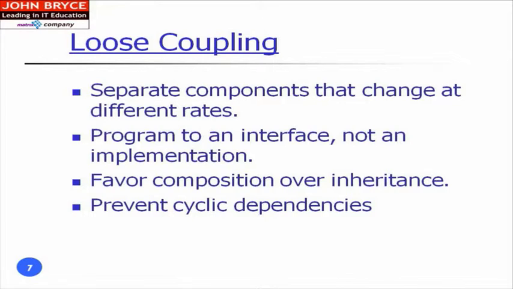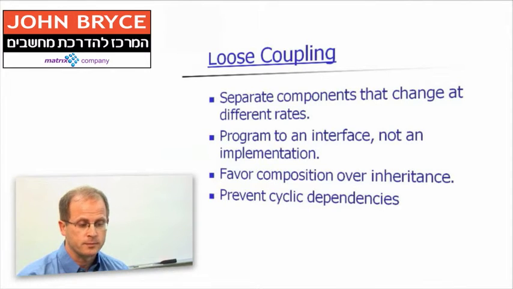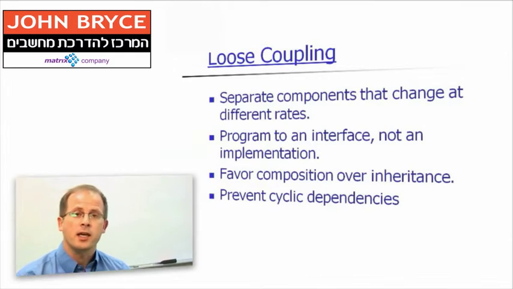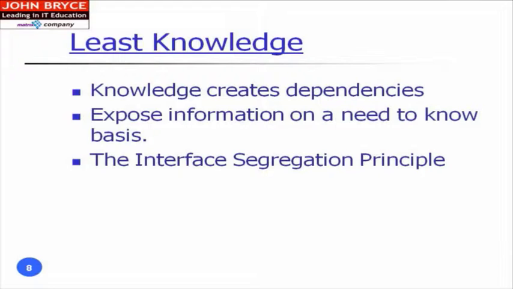Second, we should program to an interface and not to an implementation, or if you like, to an abstraction rather than to a concrete implementation. A third principle, which is often debated, is favoring composition over inheritance. Inheritance in most languages introduces compile time coupling, and if that can be avoided and where necessary, we should use composition. And of course, we should try to prevent cyclic dependencies, which of course make it much more difficult to isolate change to one particular component.